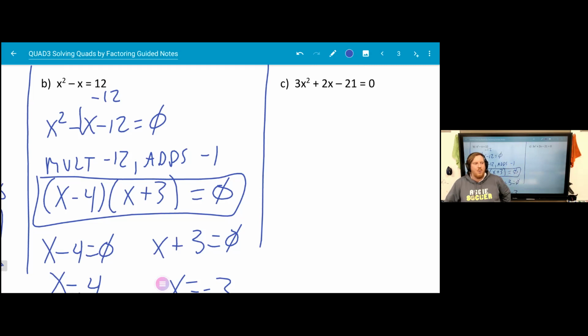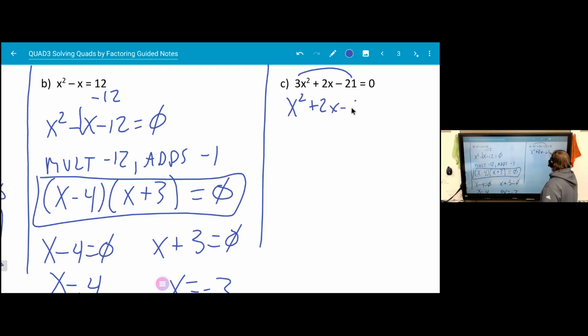But a is not 1. A is 3. It's 3 times x squared. We got to use that slide and divide. I like it a lot. Let's go ahead and slide this thing over. 3 times -21. In other words, we're going to get x squared plus 2x minus 63 equals 0.